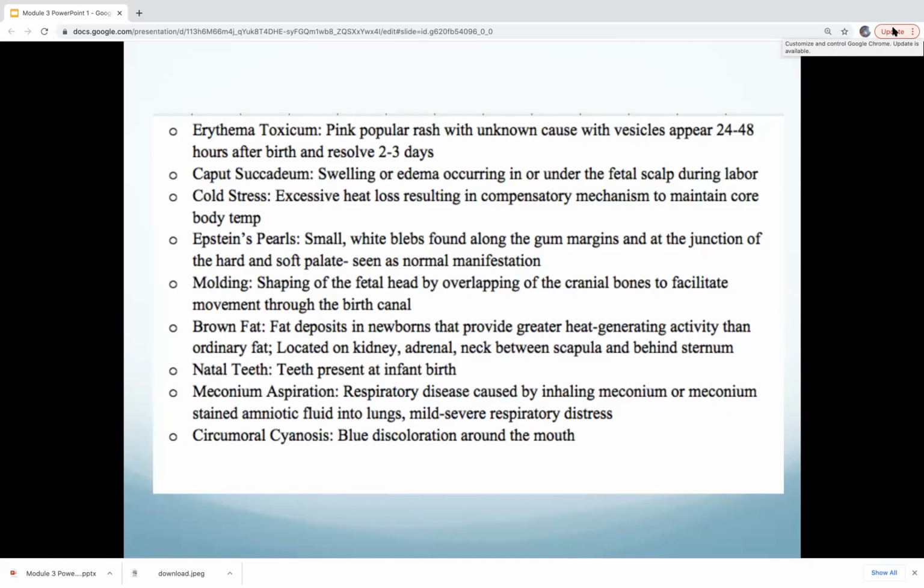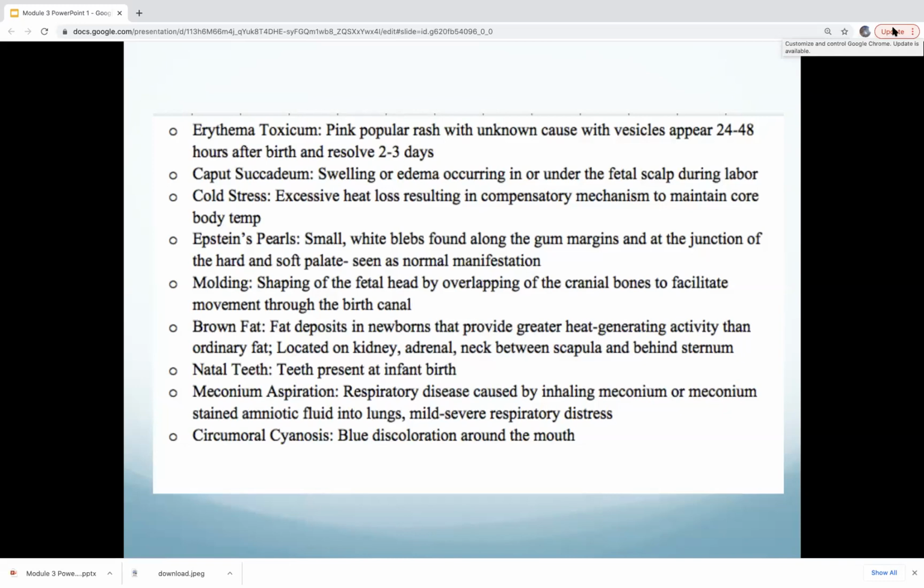Let's go to Epstein's pearls. And your textbook, just to let you know, has great pictures of a lot of these. Epstein's pearls are in the mouth. Highlight that. Epstein's pearls are in the mouth. It's along the gum line. It's these little white blebs, and it's at the junction of the hard and soft palate, and is a normal finding.